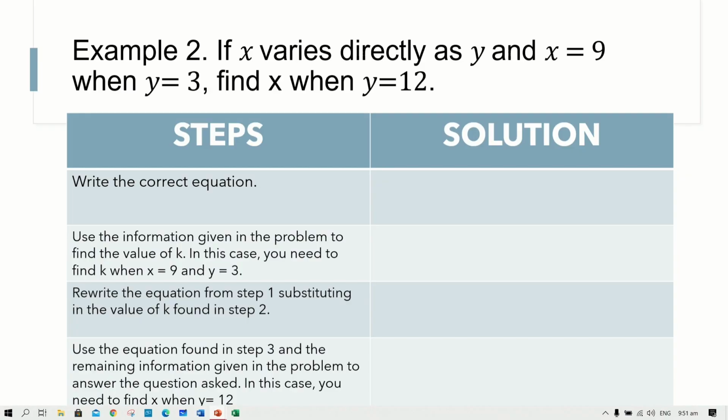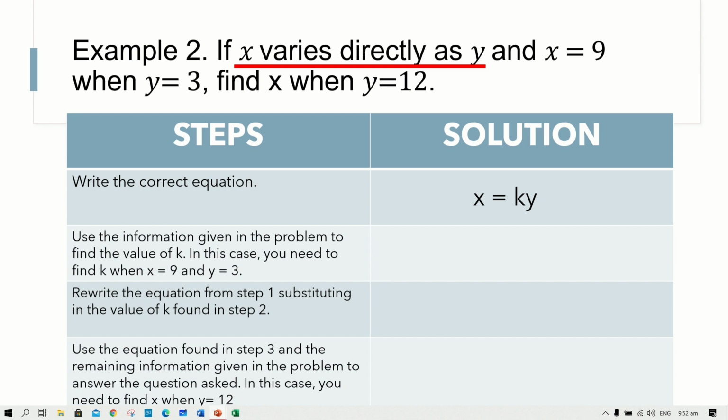Okay, let's proceed with example number 2. If x varies directly as y and x is equal to 9 when y is equal to 3, find x when y is equal to 12. First step is we're going to write the correct equation. In this problem, it states that x varies directly as y. If we translate this to a mathematical equation, that is x is equal to ky.